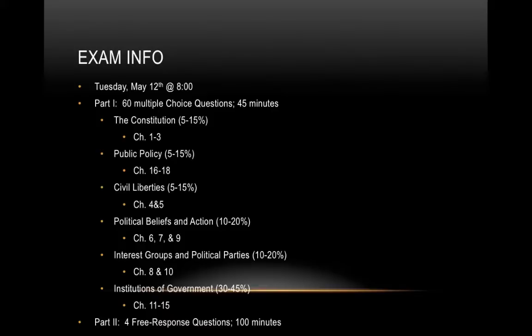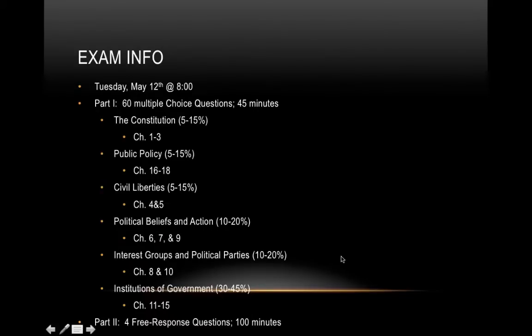And interest groups and political parties make up another 10 to 20% of the total question amount, and those are chapters 8 and 10. And lastly, the biggest chunk of the questions are going to come from chapters 11 through 15 in our book, which cover the institutions of government. And as you can see, it's 30 to 45% of the total questions.